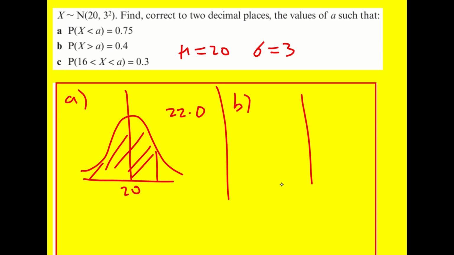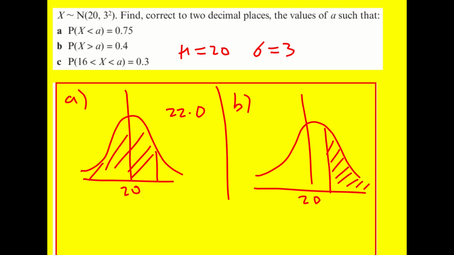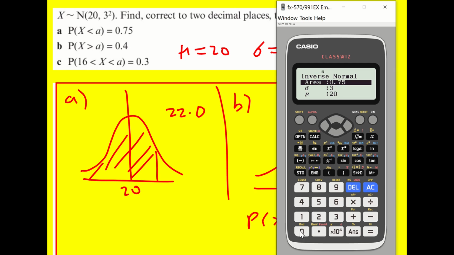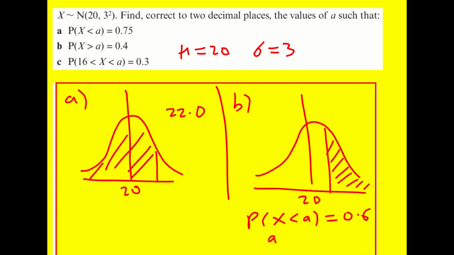And then B, probability that x is greater than a is 0.4, so it's going to be here. Roughly, it's again going to be greater than 20. I'm going to change this, remember, to probability that x is less than a is equal to 1 minus 0.4, so 0.6. I've turned it into the same problem as previously. 0.6, 20.8. Okay, brilliant. Right, one more to look at.